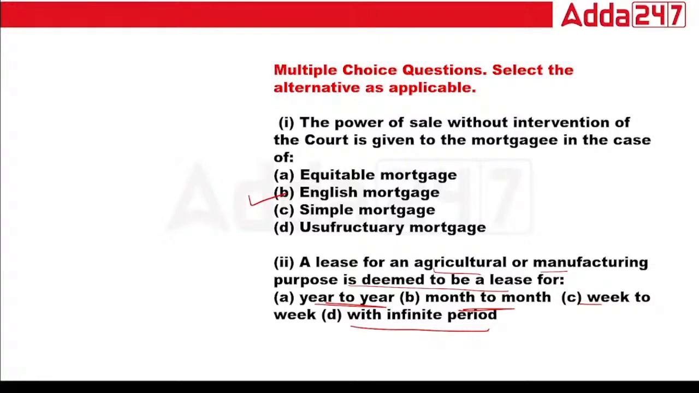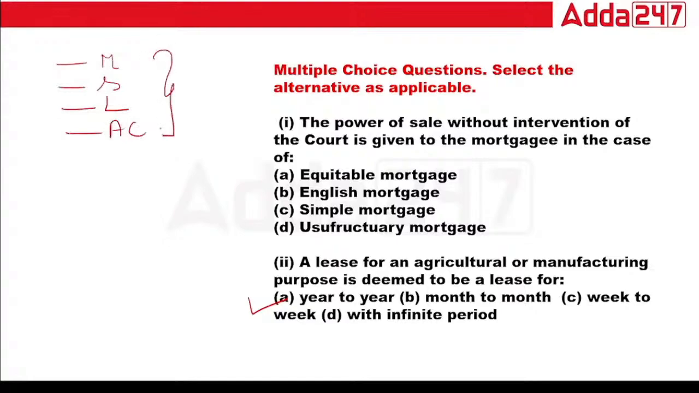So in this case, the lease for agriculture or manufacturing purpose is deemed to be a lease from year to year. This is the right answer. Okay, guys, in the TP Act, please focus on mortgage, sale, lease, and actionable claim. These are the 4 important topics of your TP Act. And in the mortgage, the types of mortgage are very, very important. Okay, next.